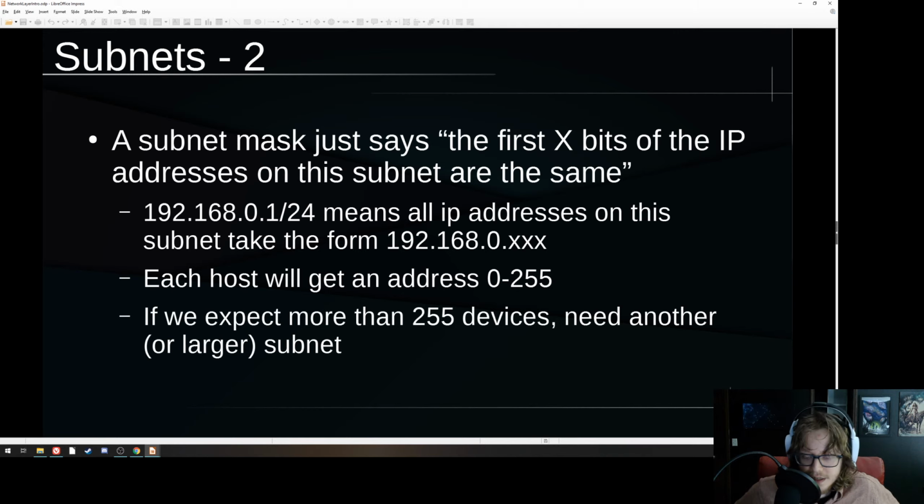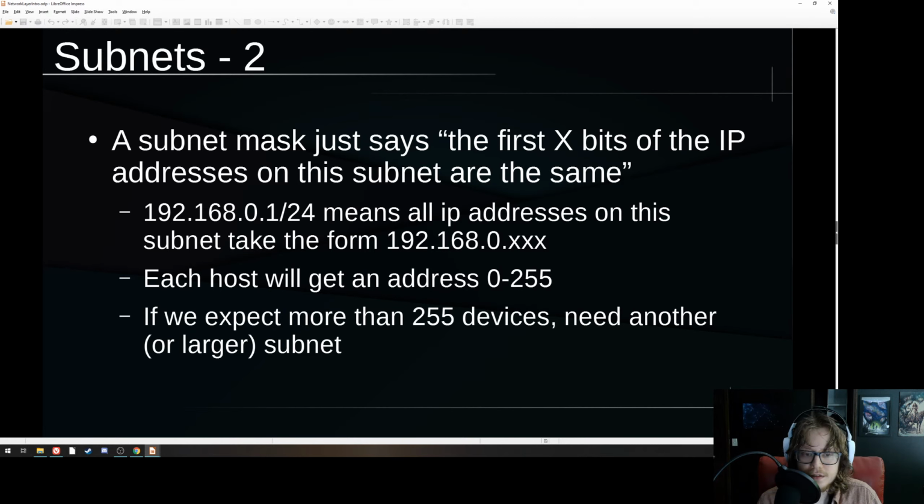And a subnet mask just tells you that the first X bits of the IP address on this subnet will be the same. So every machine on the subnet, the first X bits of the IP are going to be the same. You can start to see how this might help for forwarding, right?